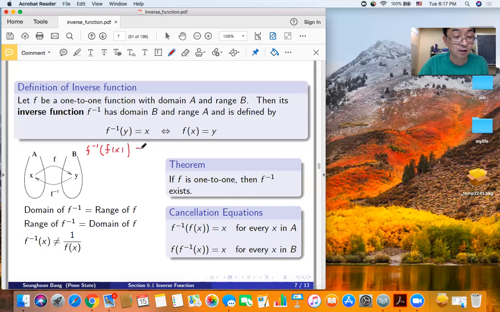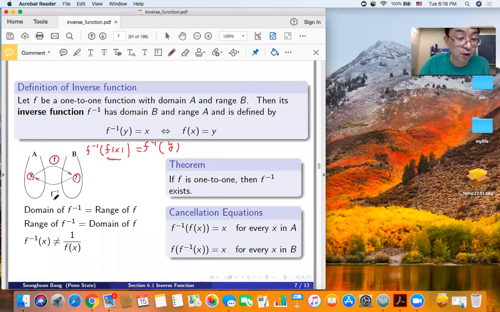How can we do that? You can calculate f of x first by using this relation. X is going to y. We can write f of x is y.